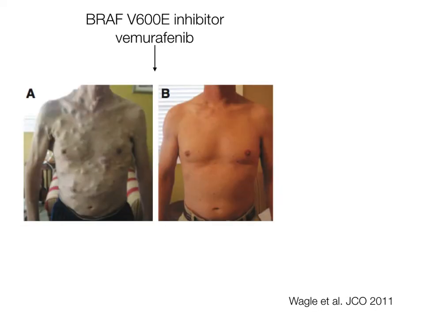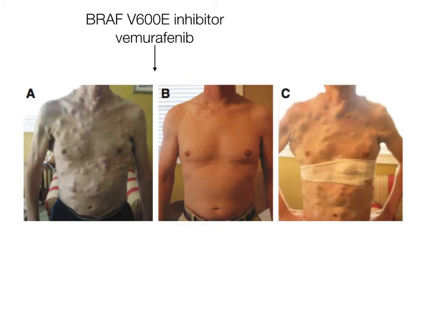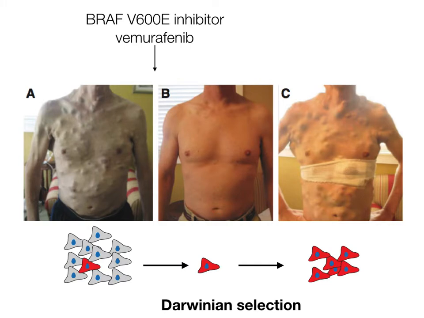Melanoma highlights the promise and the pitfalls of targeted therapy, where patients undergo dramatic remission of their metastatic disease, as you can see here, but ultimately fail to be cured due to the emergence of drug resistance. This resistance process is thought to commonly occur due to Darwinian selection, in which the resistant cells are the only ones that survive drug following treatment.